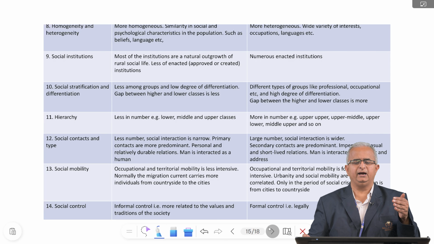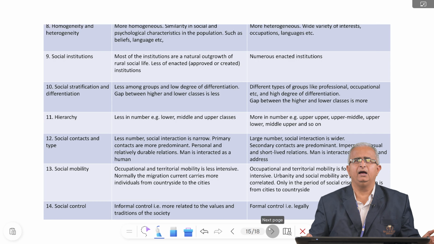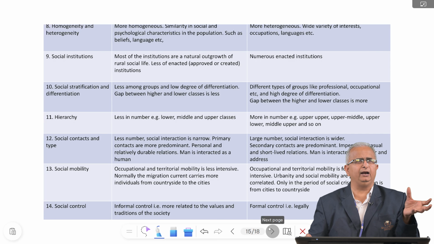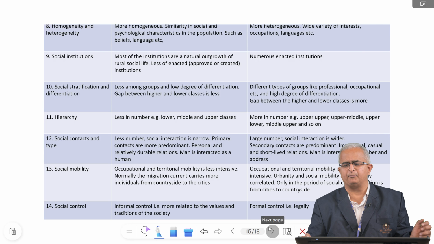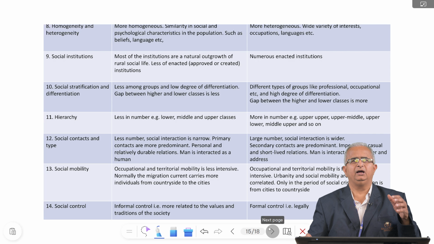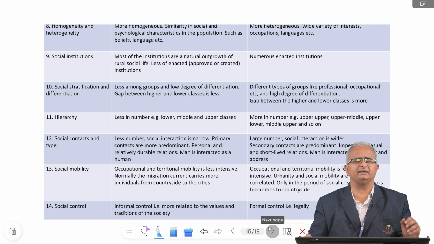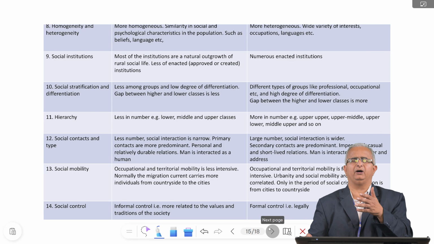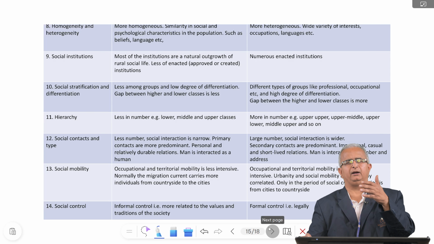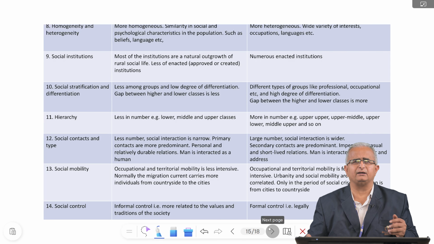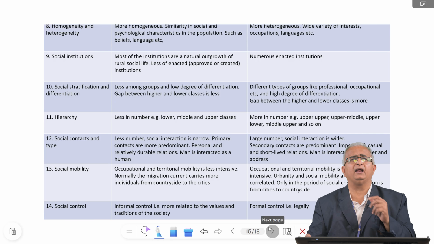Social stratification is very low in the villages, whereas stratification is very high in the urban areas. Stratification means the different layers that exist in the society; they are very low in the villages and very high in the urban areas. And hierarchy is also less in number in the villages, like lower, middle and upper classes. Whereas in the urban areas, within the lower class also we can observe lower upper, lower middle and lower lower. Even within the middle class we can see middle lower, and in the upper class we can see upper middle and upper lower.